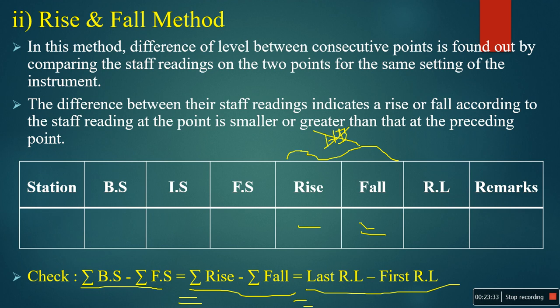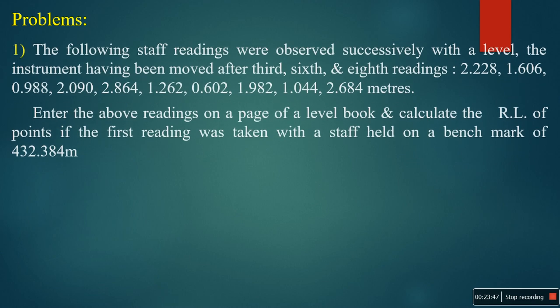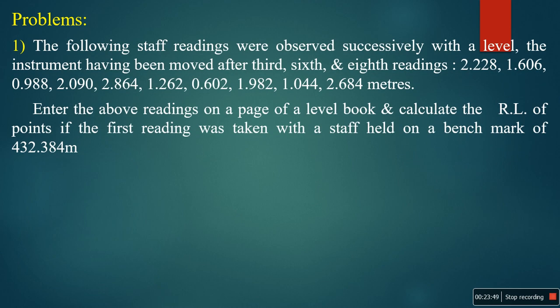So in general I am explaining the height of instrument method and the rise and fall method, but while solving the problem we will come to know it in detail. So I am solving one simple problem on that. This is our problem. First you have to understand what is given in the problem and what points are given with respect to BS, IS and FS. Just observe here, they are not given in tabular form; they have given only staff readings.